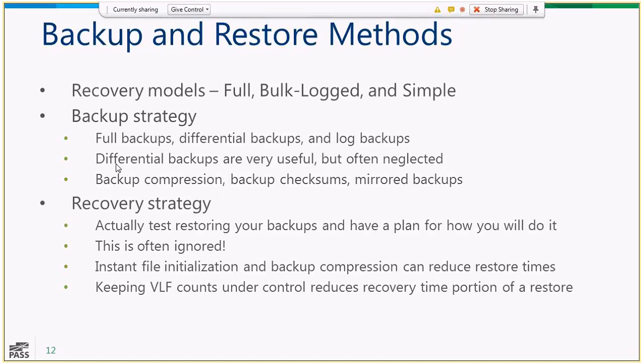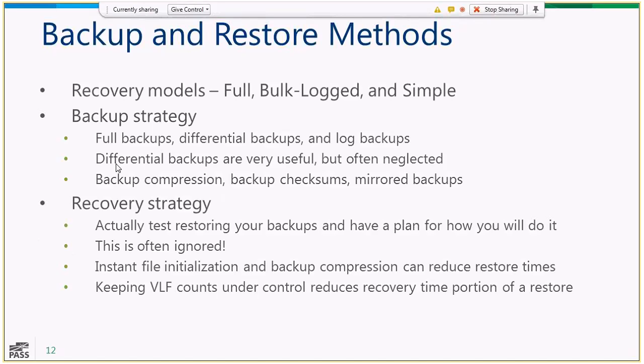And making sure that you have instant file initialization enabled for the instance and using backup compression has a huge effect on how long it takes to do a restore. And also keeping your VLF counts on your log files under control reduces the recovery portion time of a restore.